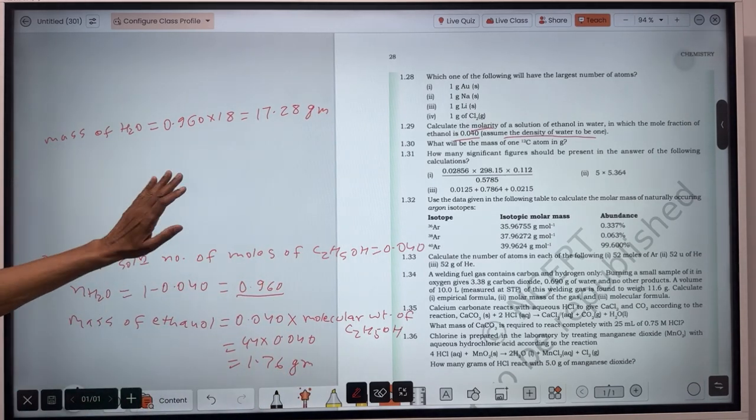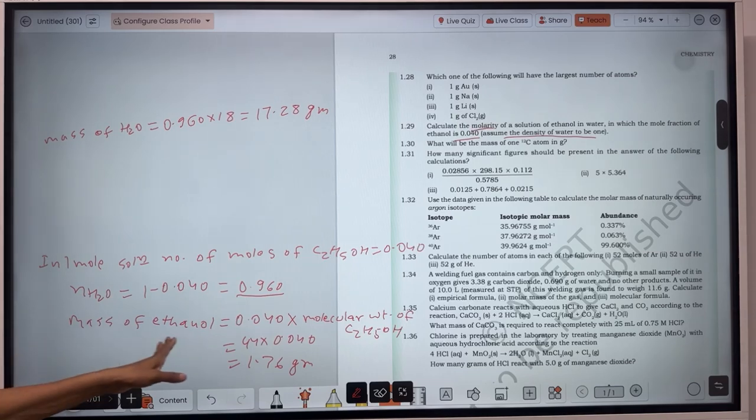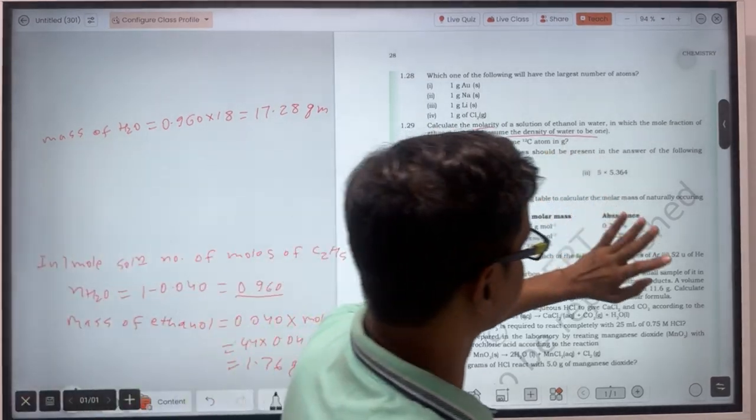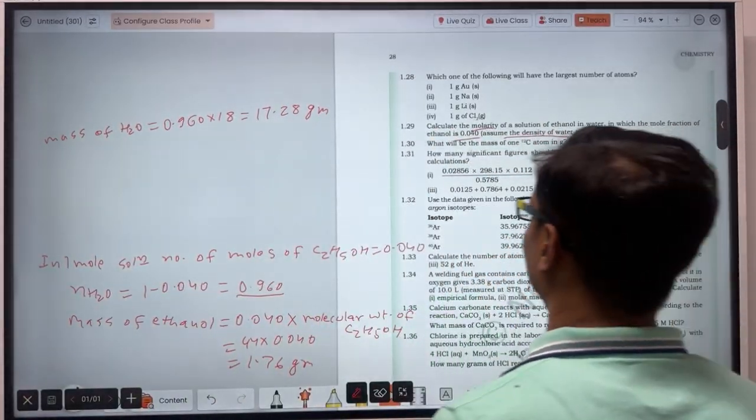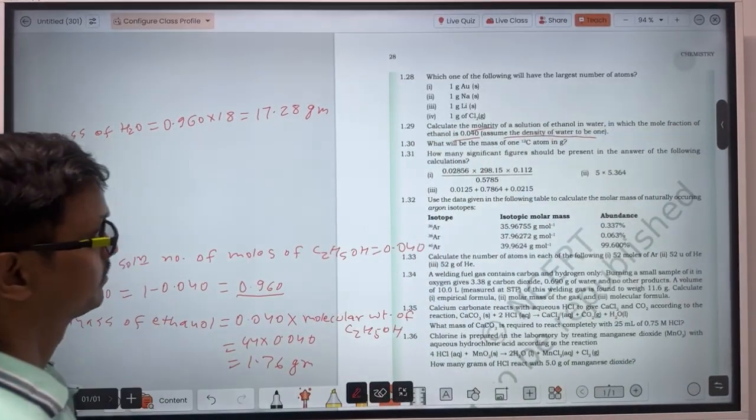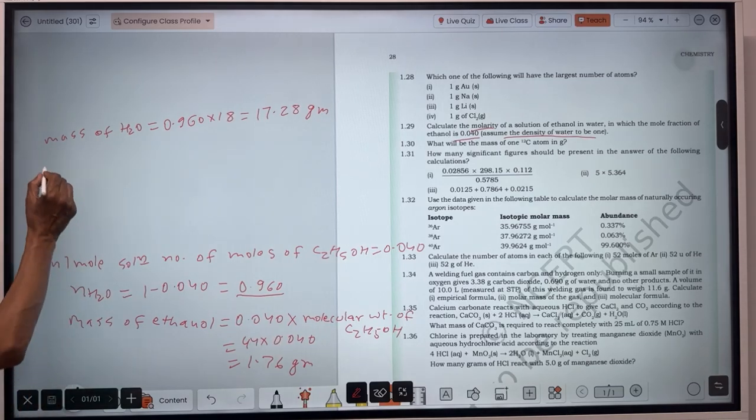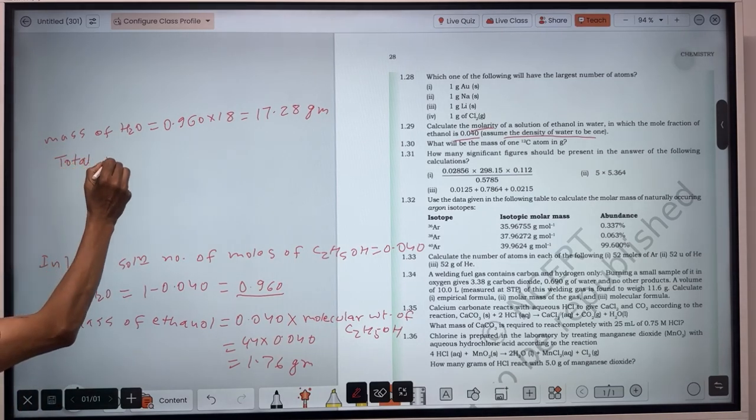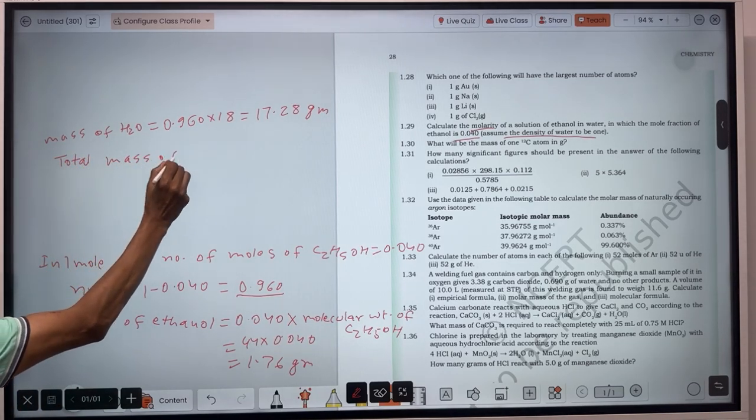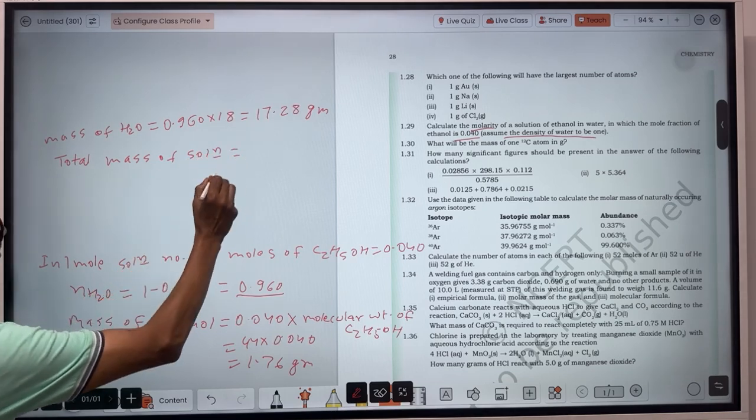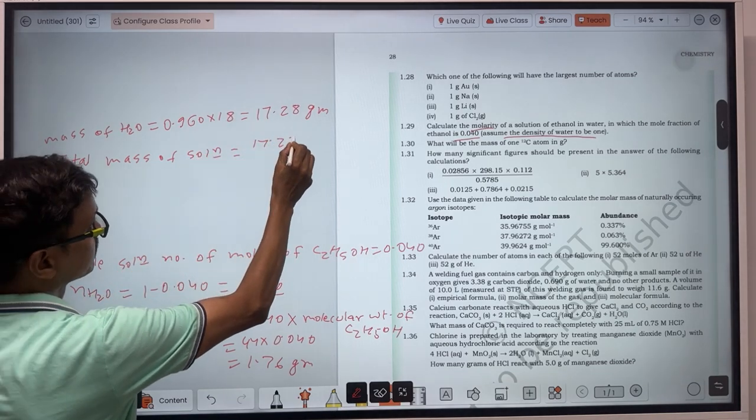So the total mass of water is this much, and the mass of ethanol is this much. Molarity you have to find out. Assume the density of water here to be 1. This one is given. So the total mass of the solution will be how much? So 17.28.